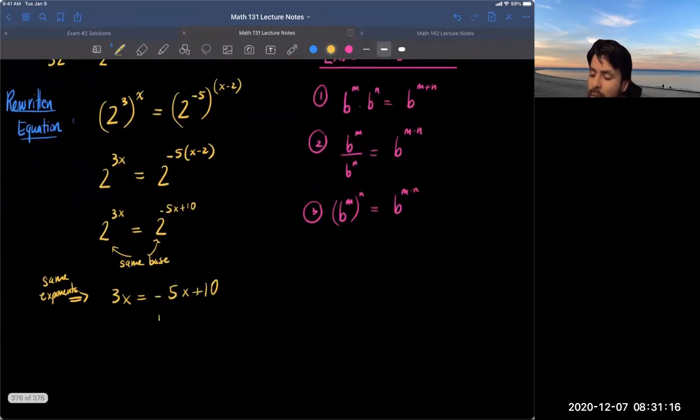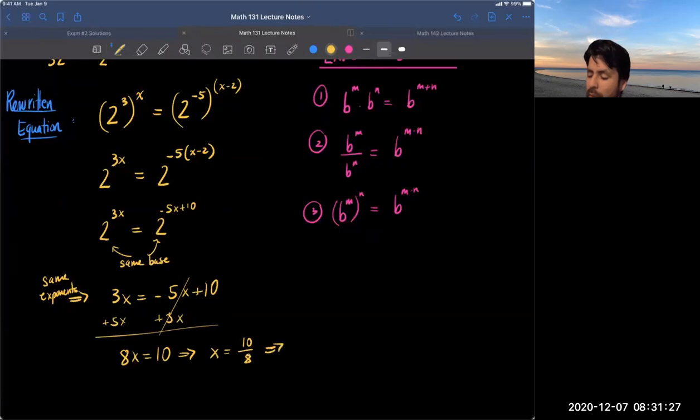So then I can solve this. I get 8x equals 10, which means that x is equal to 10 over 8, which means that x is equal to, if you divide by 2, 5/4, which is the same thing as saying 1.25.